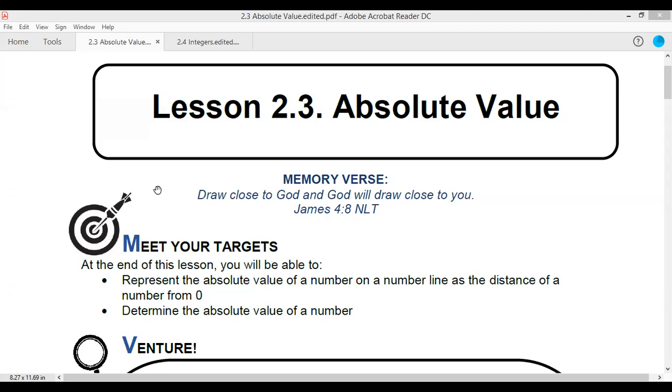Our memory verse is found in James 4, verse 8. It says, "Draw near to God, and God will draw near to you."